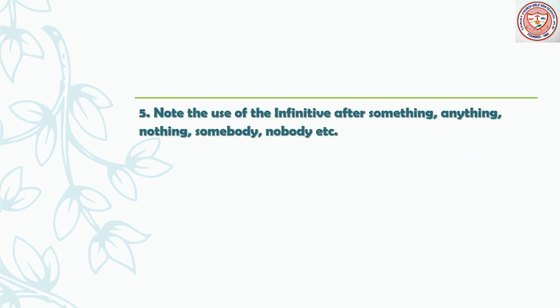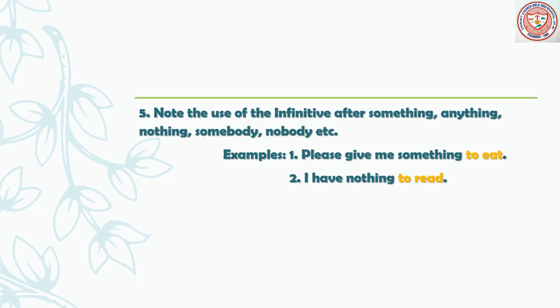Next pattern. Note the use of the infinitive after something, anything, nothing, somebody, nobody, etc. Let us go through some examples. Please give me something to eat. And what is the infinitive over here? The infinitive is "to eat", and you can follow one thing over here. We have used "to eat" after the word something. Next example. I have nothing to read. In this sentence, we have used "to read", which is an infinitive after nothing.